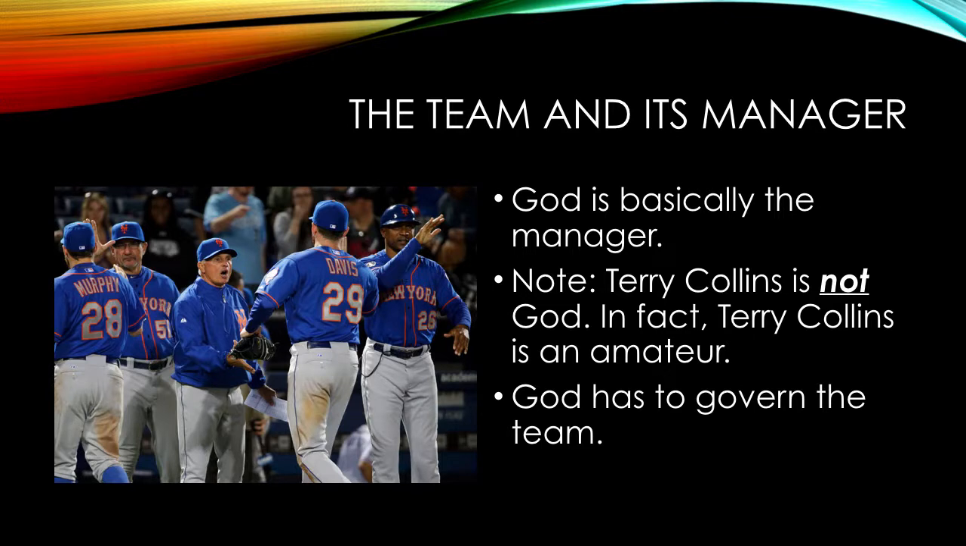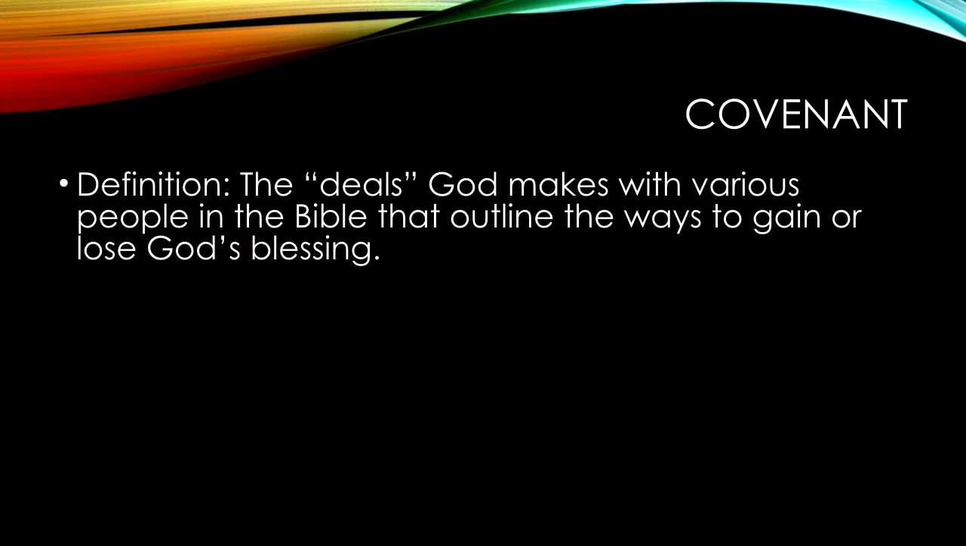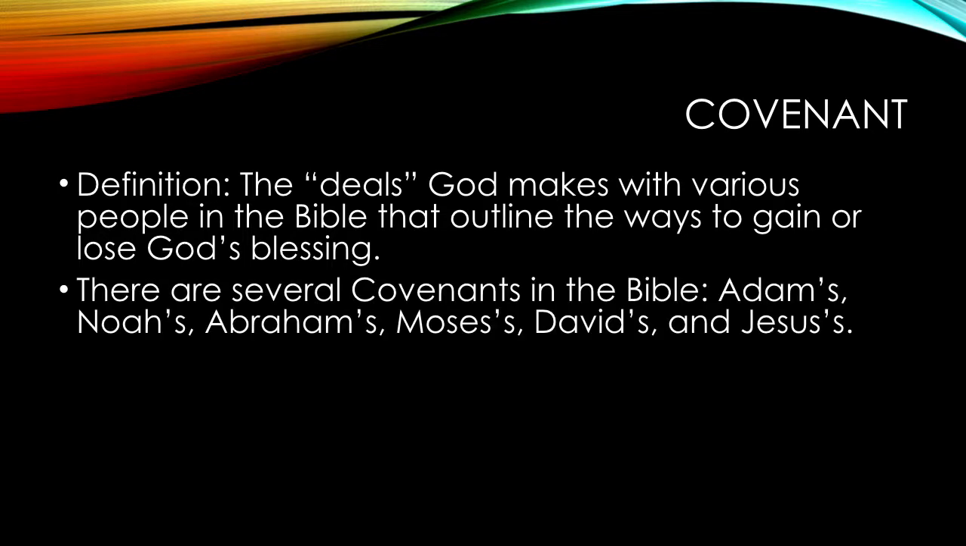God's instrument for doing this in the Bible is called a covenant. God makes deals with people in the Bible that outline the ways to gain or lose God's blessing. By gain God's blessing, of course, we mean be true to yourself and be true to who God called you to be, and things work out. By losing God's blessing, we mean the alienation and the sadness and misery that can come, the isolation that can come from being anyone other than exactly who we are.